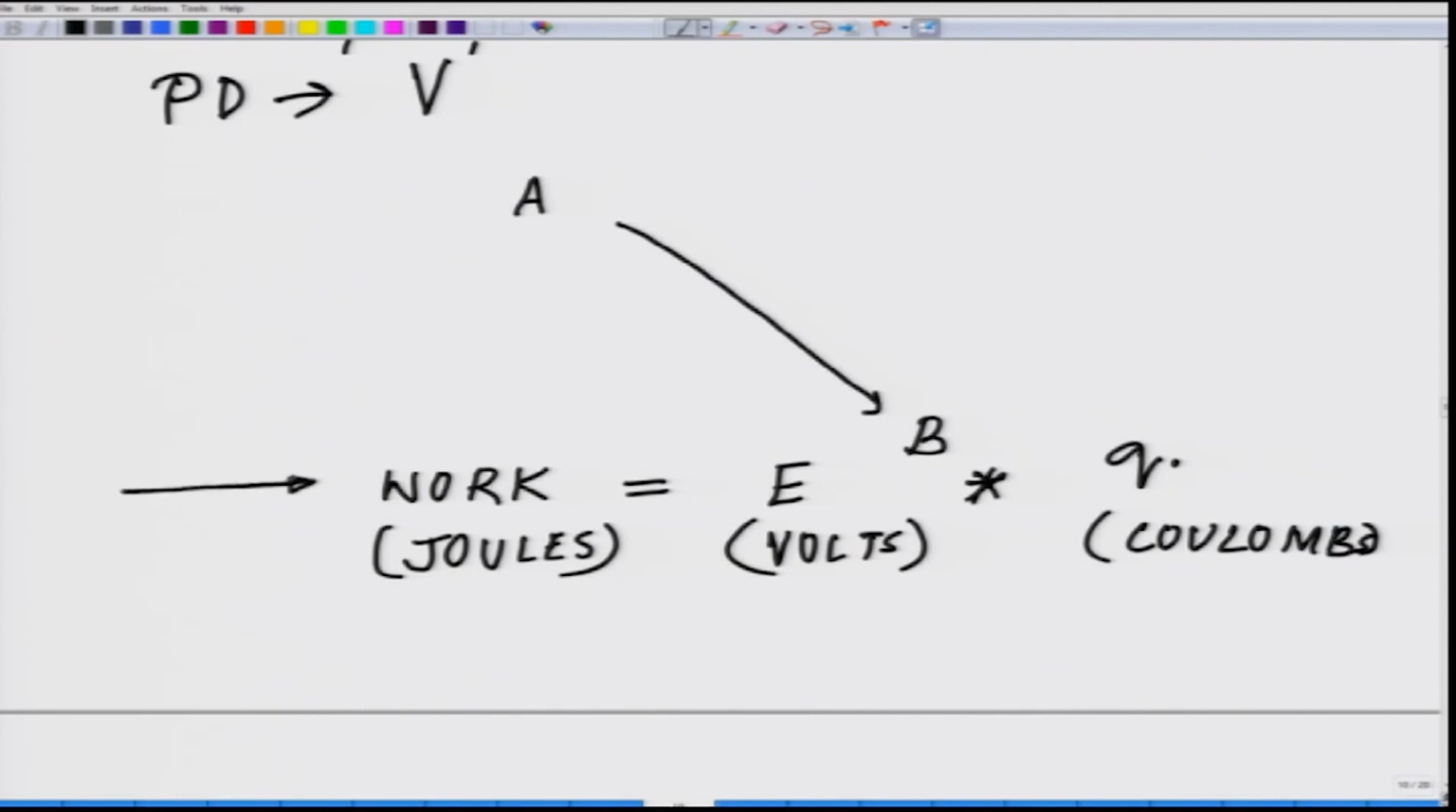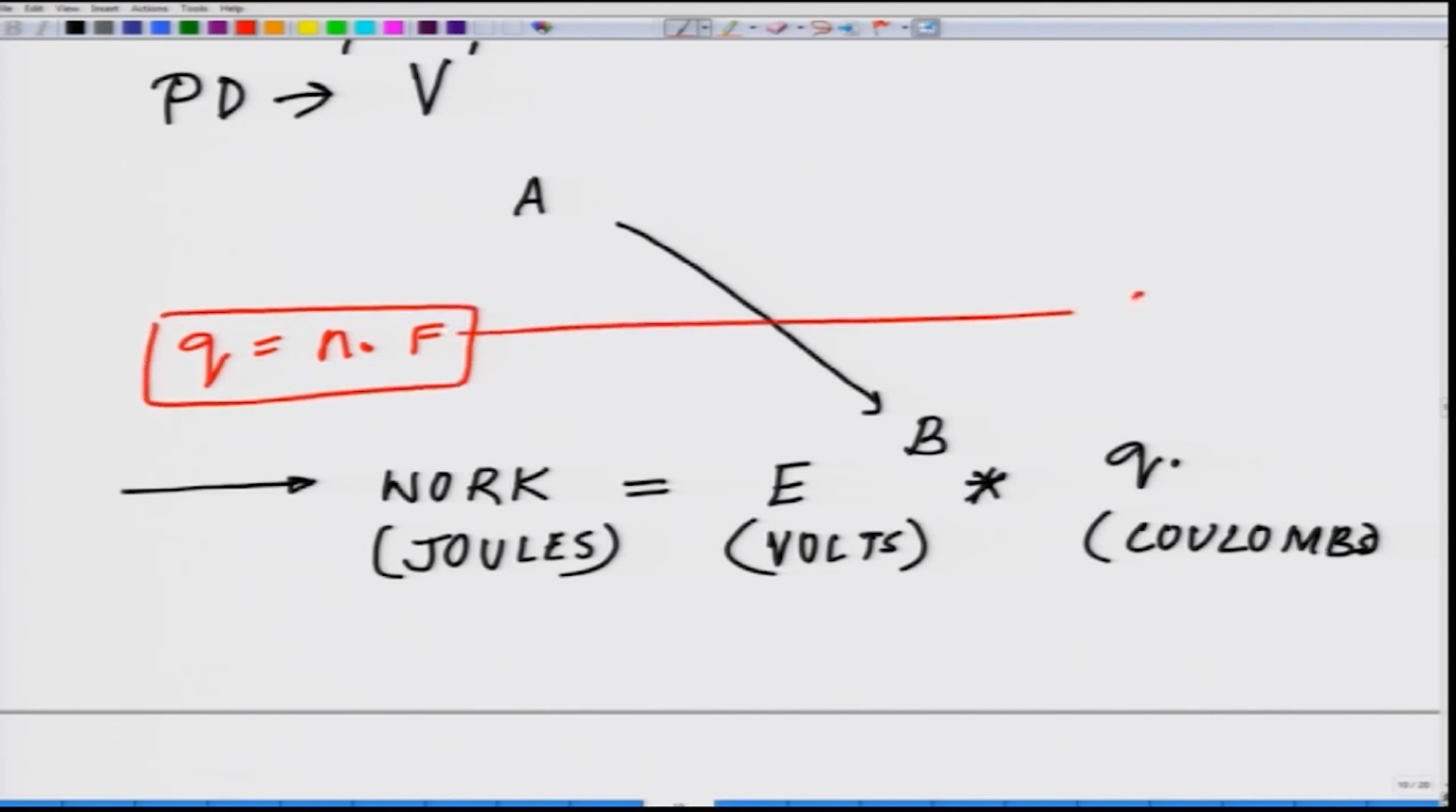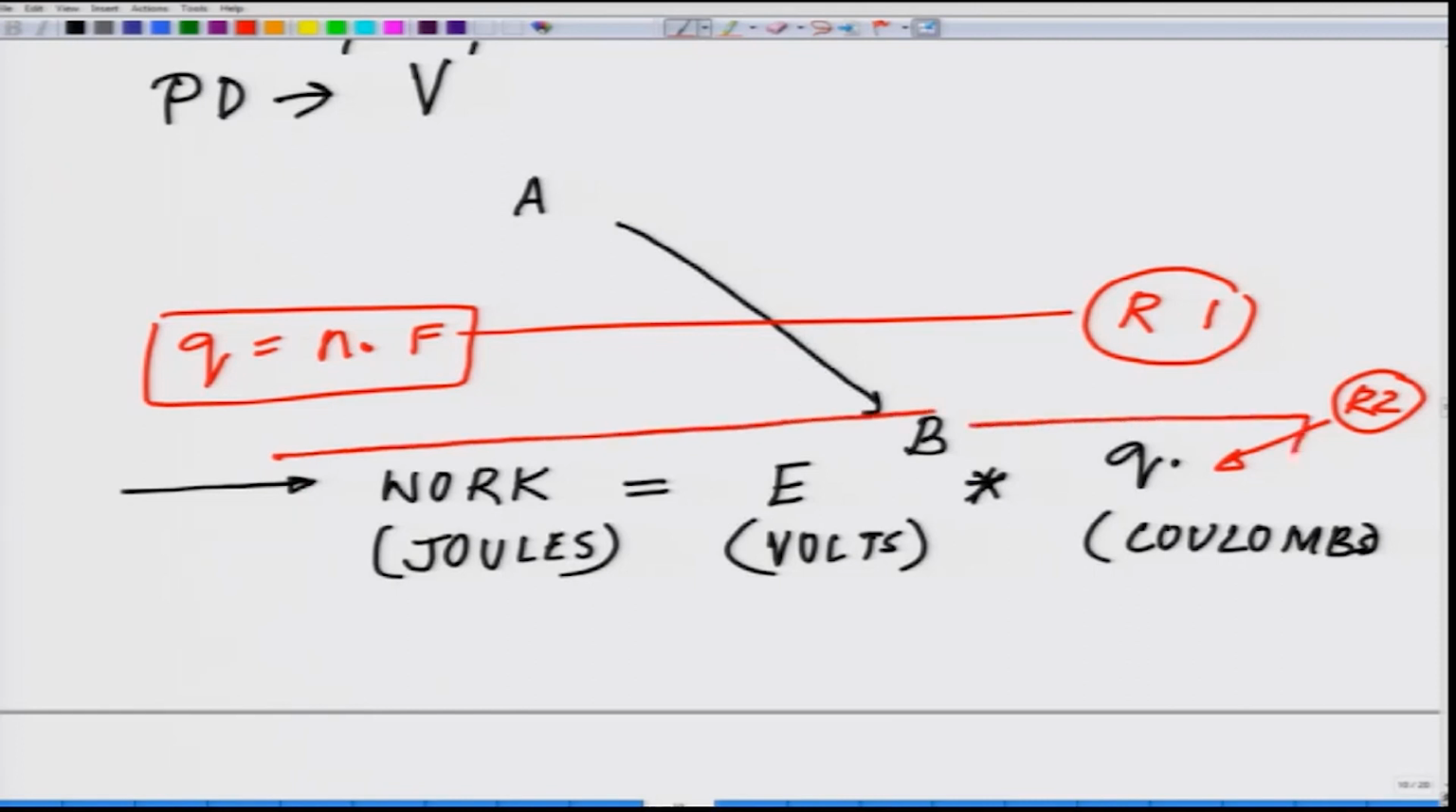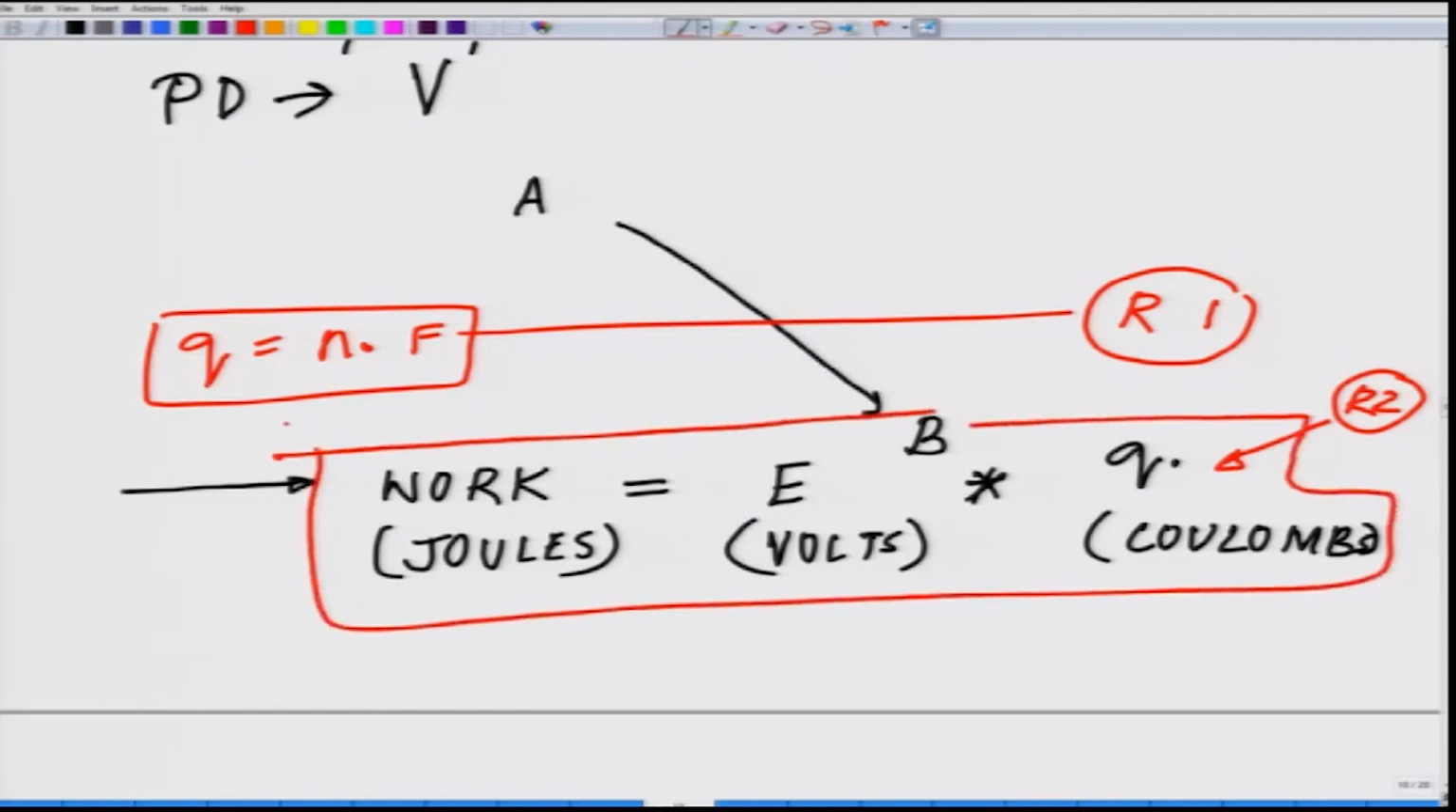If you remember the first relation we talked about, just a recap. So, Q is equal to N F, right. So, this was our relation 1. Now, this is our relation 2, the second relation. Work is equal to the voltage or the electric potential difference multiplied by the charge, E q. So, this is our second relation what we have to remember.